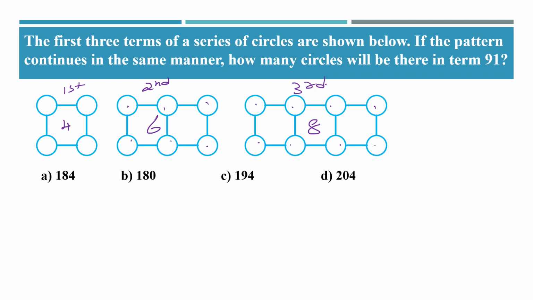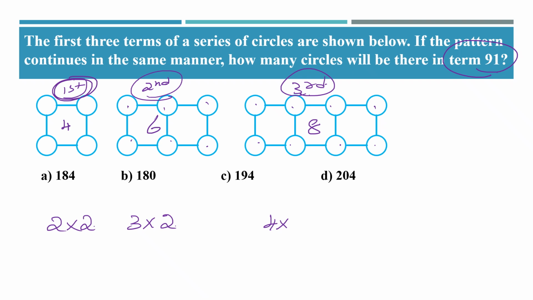Okay. So how many circles will be there in the 91st term? For that, let's understand the pattern. Here it is the first term, so let's go with 2 times 2, and here it is the second term, 3 times 2, and here the third term is 4 times 2.